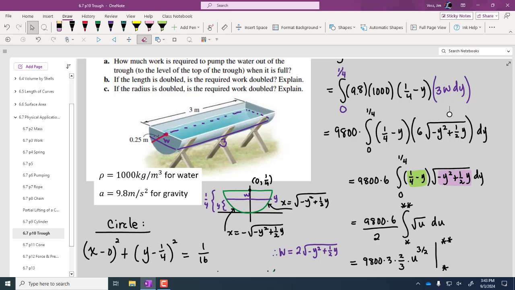How about this? If the radius is doubled, is the work doubled? So if the radius is doubled, that means this trough is going to look a lot different. If the radius is doubled from 1/4 to 1/2, no way is the work just doubled. If we change the volume, it's going to be a totally different problem. If we just add length to it, though, that's different. But if we increase the shape of the trough, that's not just going to double it.